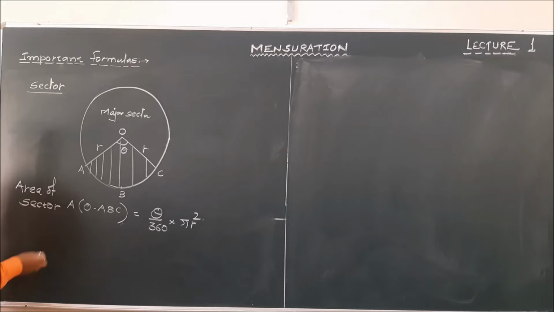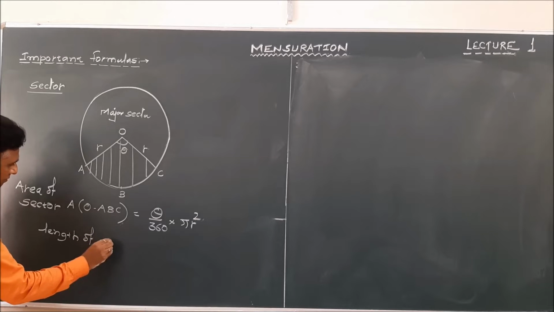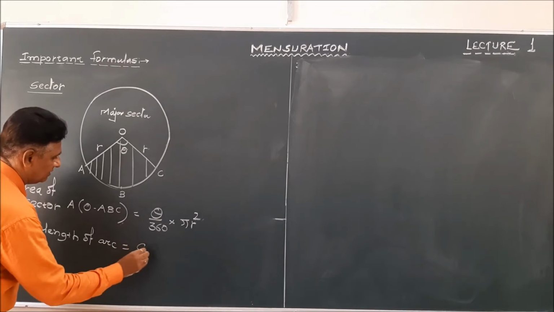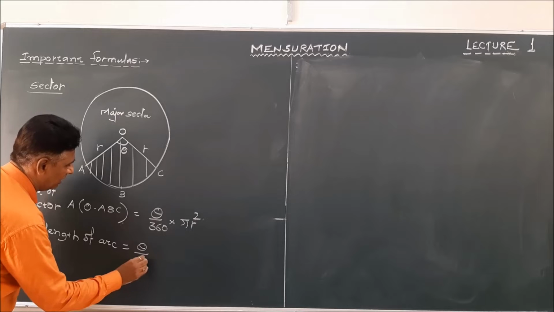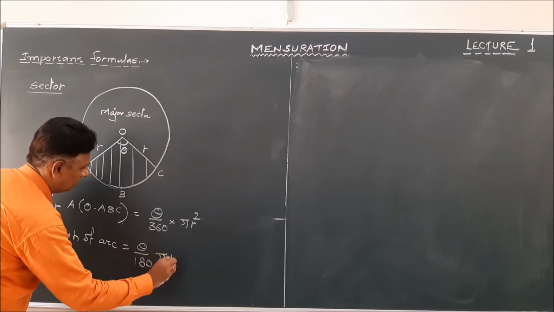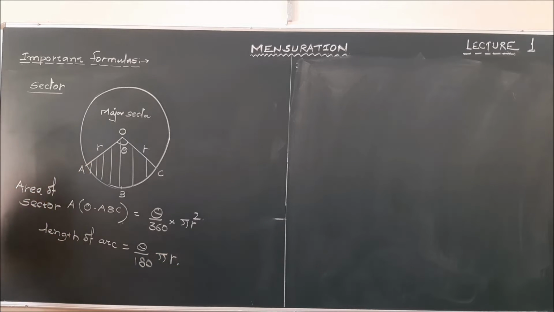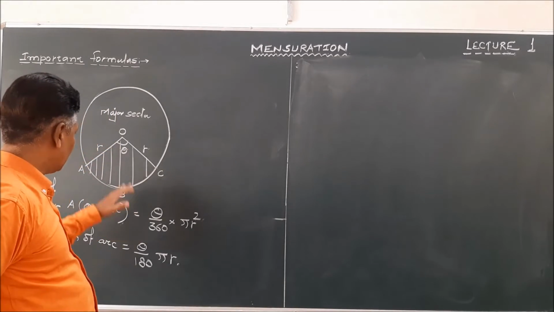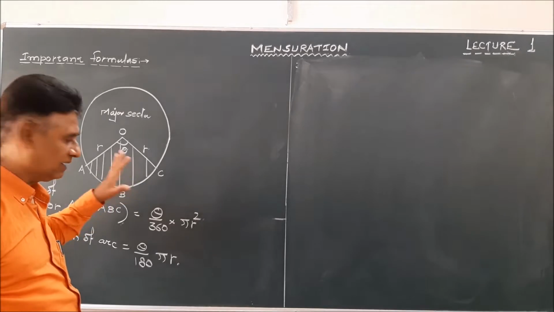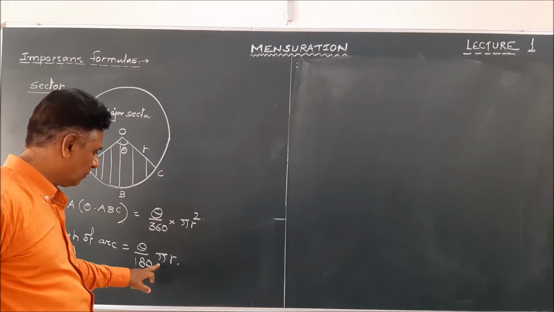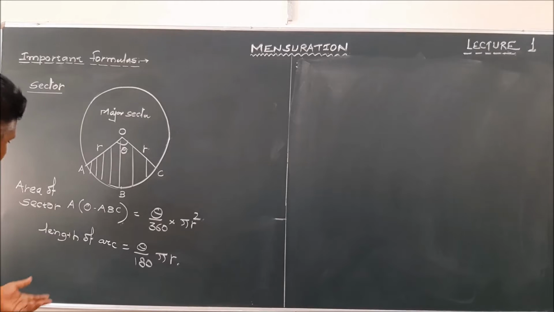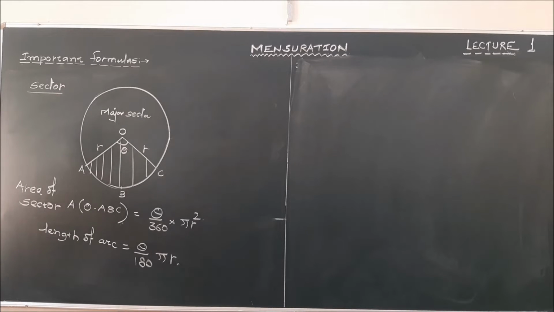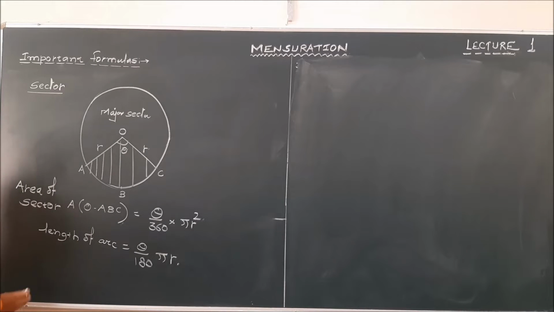Next to that is length of arc. It is theta upon 180 into pi r. What is theta once again? Theta is the central angle, upon 180 into pi r, where r stands for radius. So this is the length of arc. Now there is one more formula for area of sector.